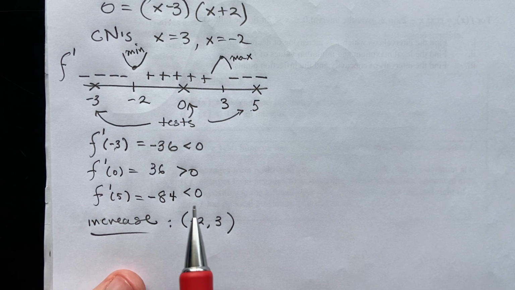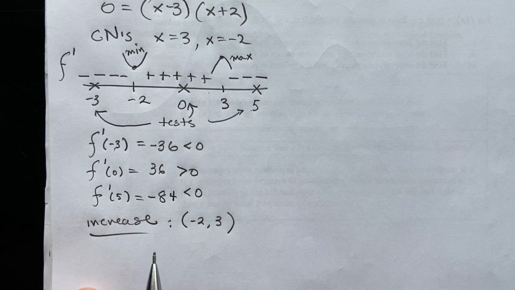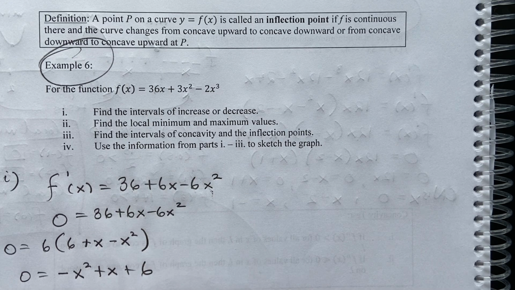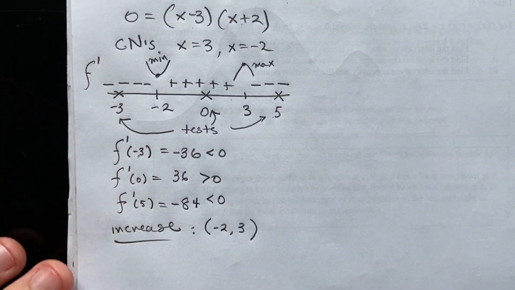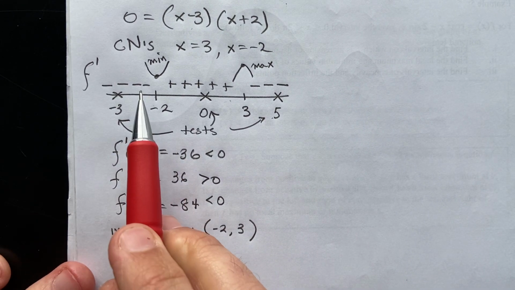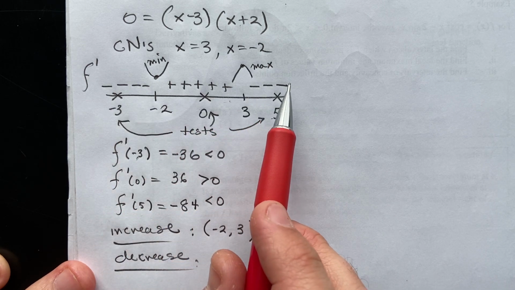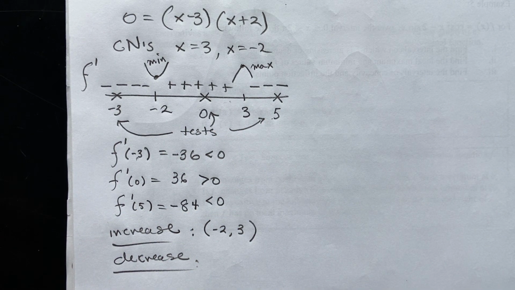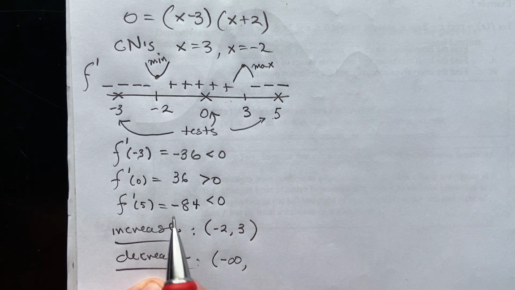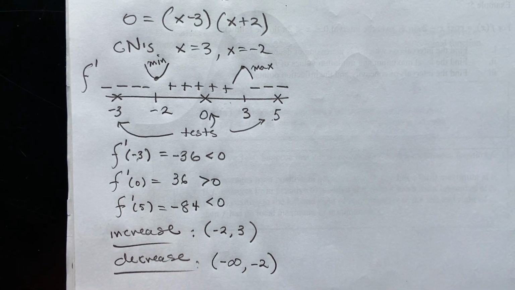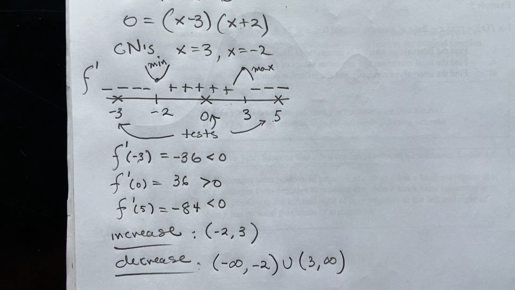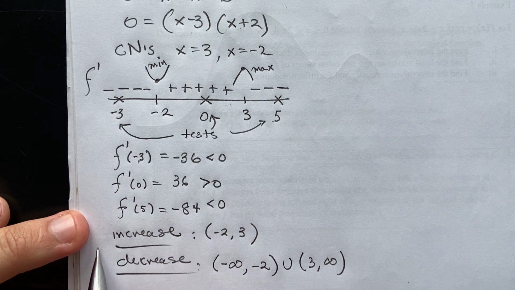Okay, cool. So from -2 to 3, we'd have increase. By the way, you can go to Desmos and plot this and just check that all this is matching up. Decrease. So now I'm looking at any negative interval, right? Whenever the derivative is negative, that's a section of decreasing. So I'll have from negative infinity up to -2, not including either, union 3 to positive infinity. So that's part 1.